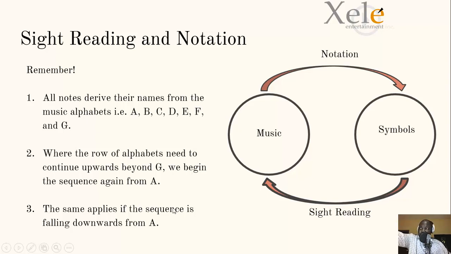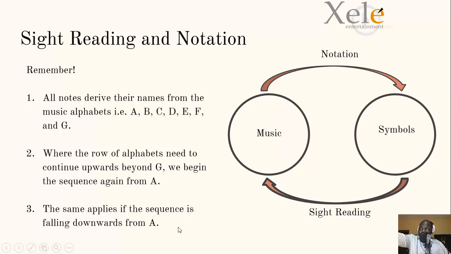Now it is worthy of note, it is important for us to remember, that all notes derive their names from the musical alphabets. Of course, we know that those alphabets are A, B, C, D, E, F, and G.